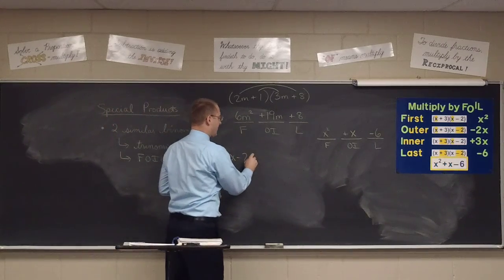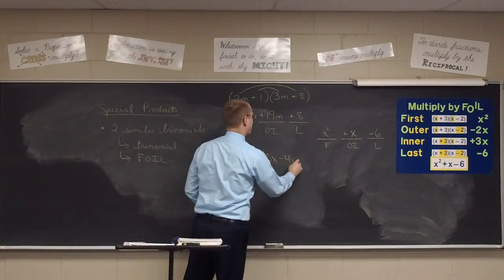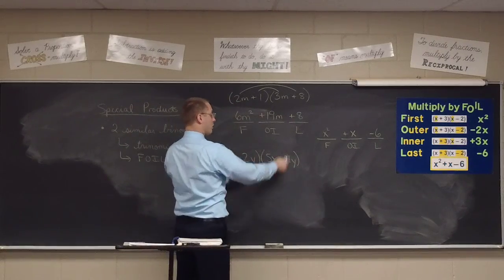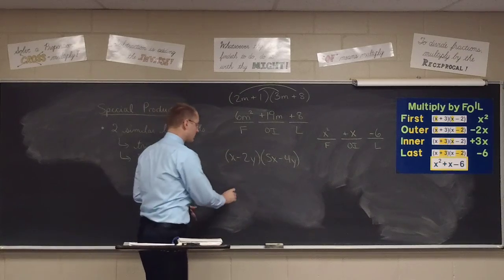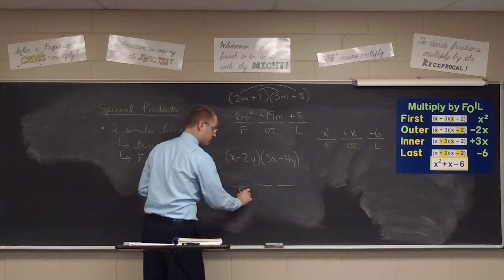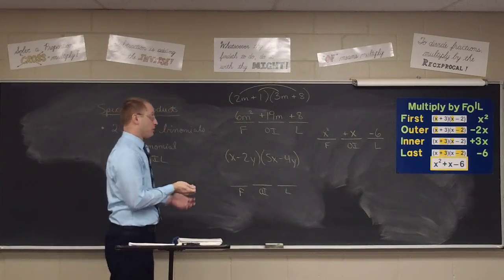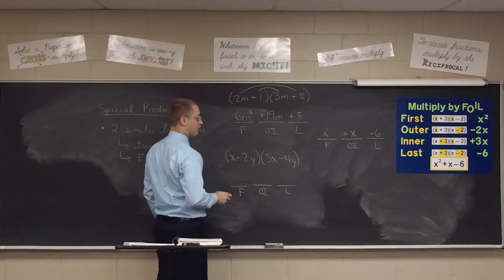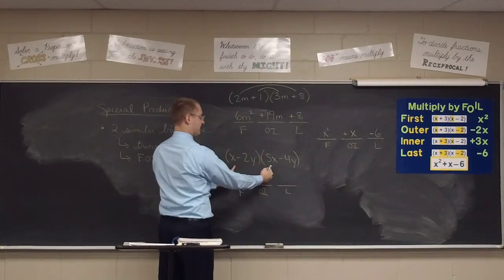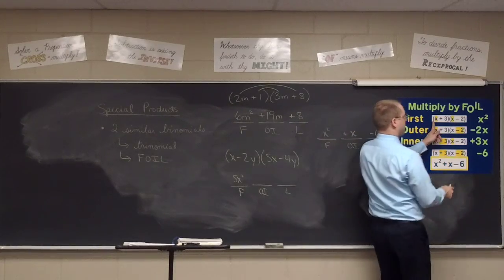Write this one down. x negative 2y times 5x negative 4y. Notice these are similar binomials. We have x's, we have y's. That makes them similar. Down below, 3 blanks. Class, these 3 blanks are for our first, outer, inner, last. Gavin, when we multiply our firsts, what do we get? 5x squared. Remember, first literally means the first term in this and the first term in that.